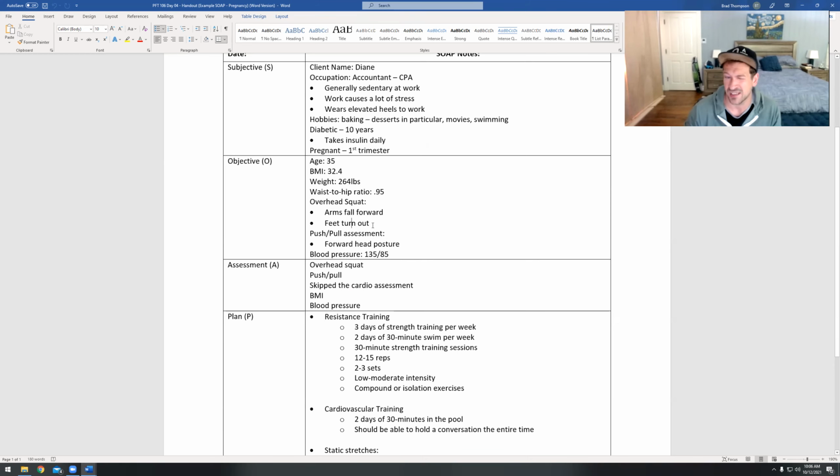turn out, which makes a lot of sense. She's also got a forward head posture. You know, both of these things are associated with very sedentary jobs and very stressful jobs. And then the feet turnout is very much associated with that elevated heel posture. So, you know, we're seeing tight calf muscles.